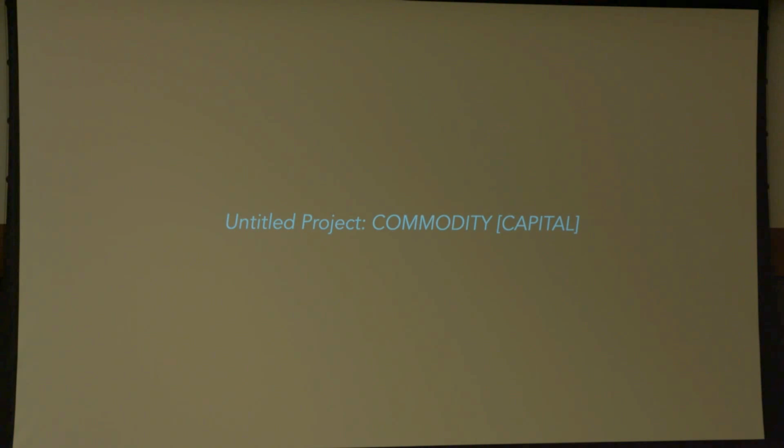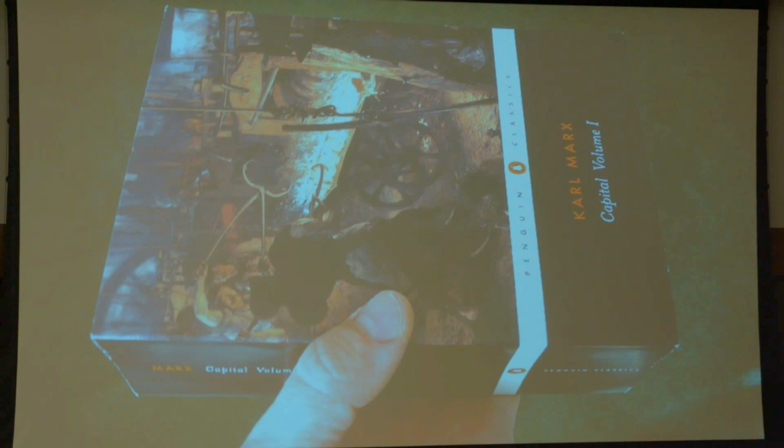Untitled Project Commodity Capital was in 2007 for a group exhibition, The Irresistible Force, at the Tate Modern. For this project, I was interested in Karl Marx's Capital Volume 1. This is a seminal text that everyone has been assigned some part of at some point in their college career, but maybe a few people have really read the whole thing. I started looking at this as a commodity itself, as a way to think about the ideas in the book, but also the book as an object commodity.